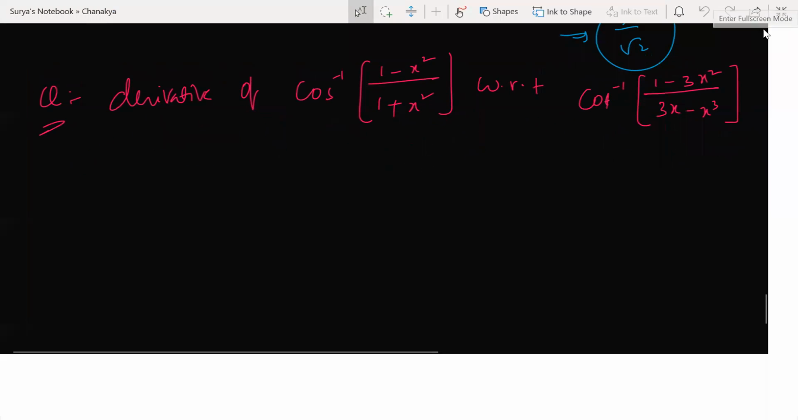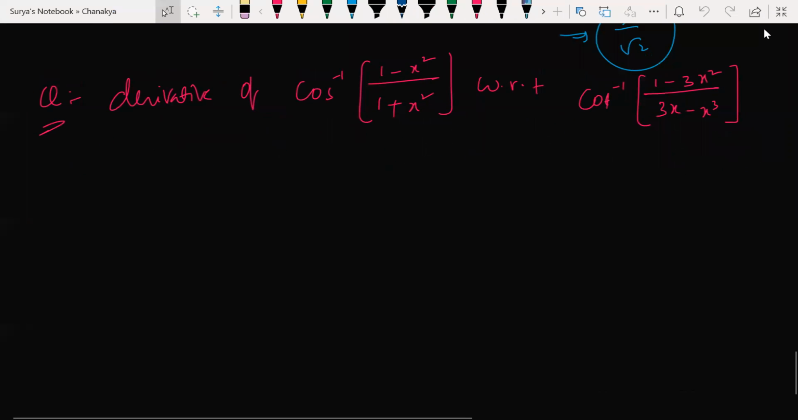Guys, this can be solved by using the substitution method. Can I substitute x as tan theta? Hello? Sir, how is that? Have you seen this type of question ever? No, sir.